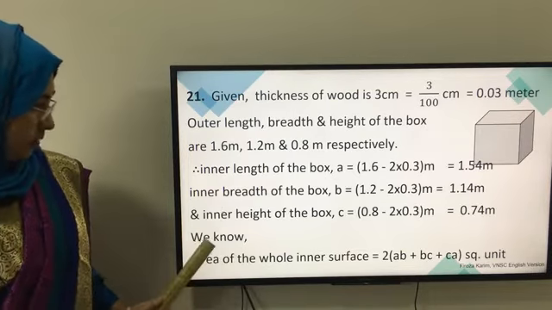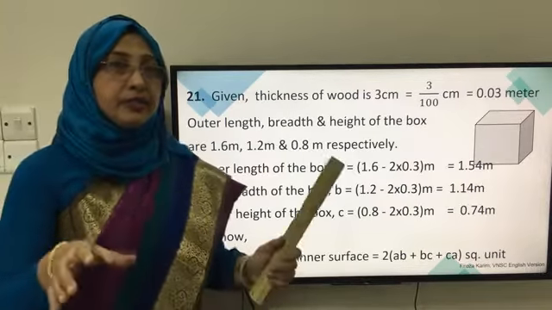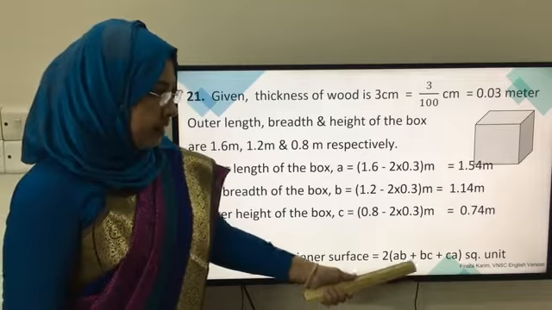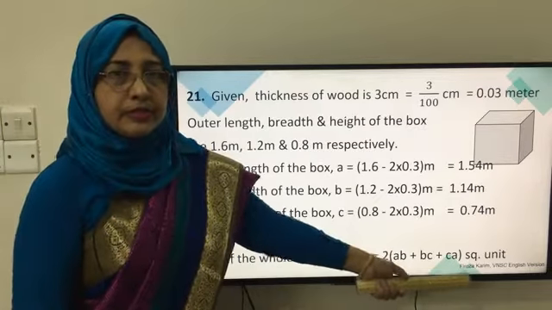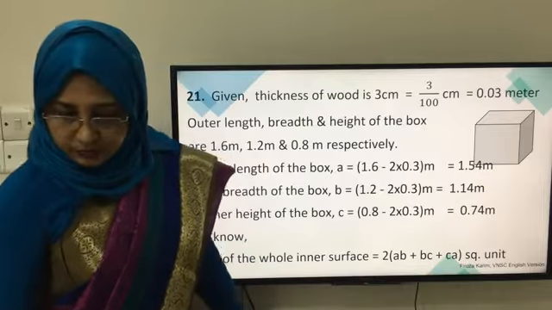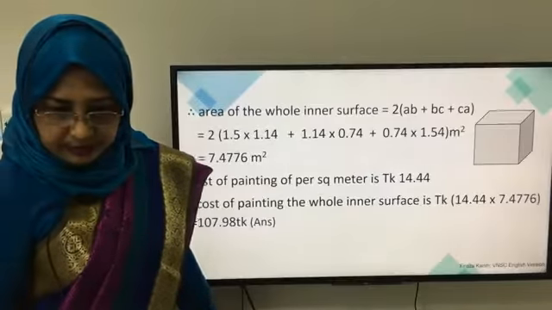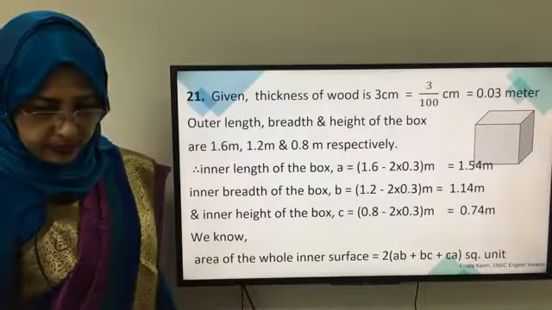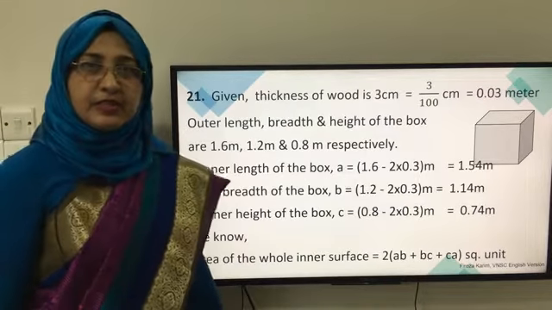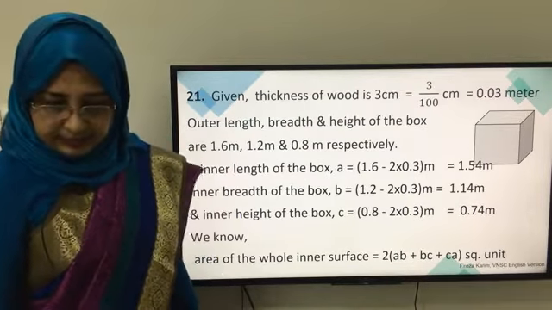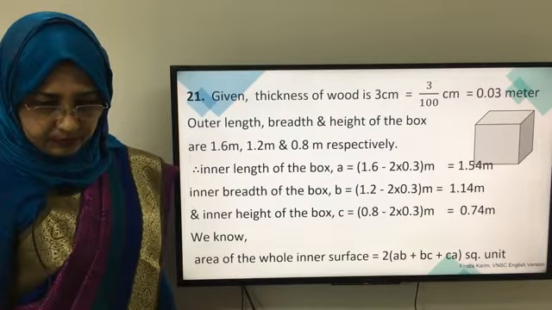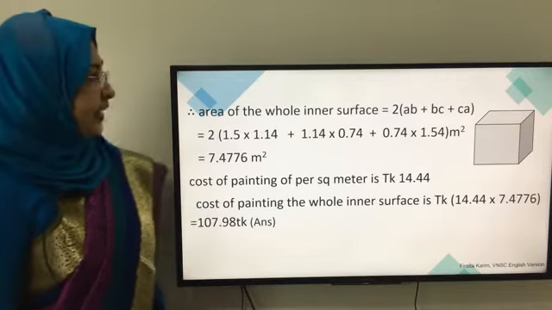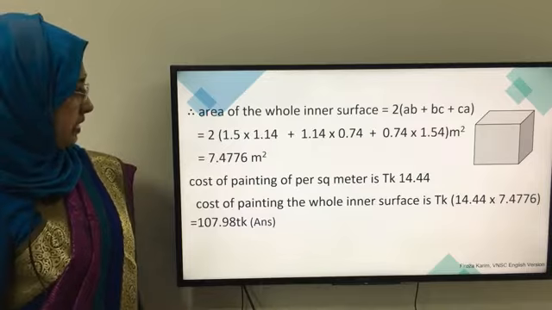Yes. Now we have to find the whole inner surface of the box. So the formula is 2 into AB plus BC plus CA square unit. So you can find the result by yourselves now. Can you do it, girls? So go back to this step and do it yourselves. Let me see who can do it first of all. Don't look at the screen, okay? Do it yourselves.